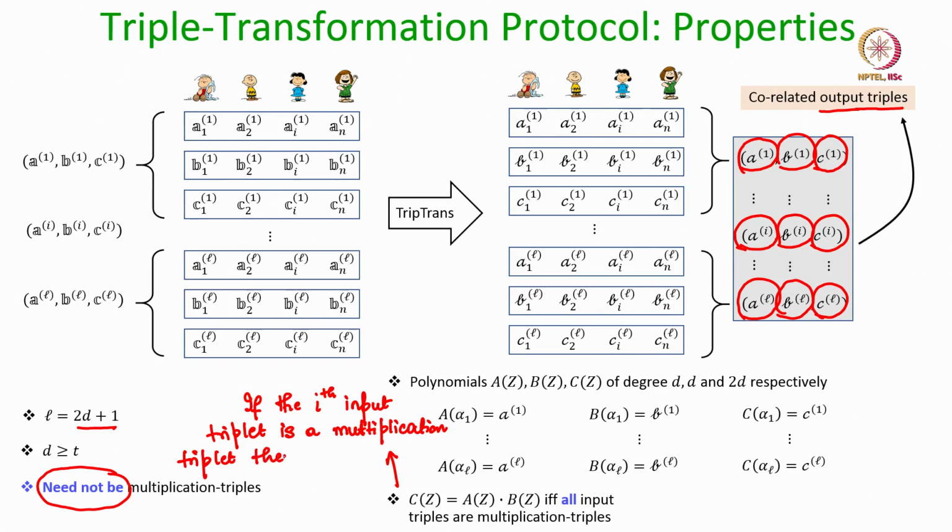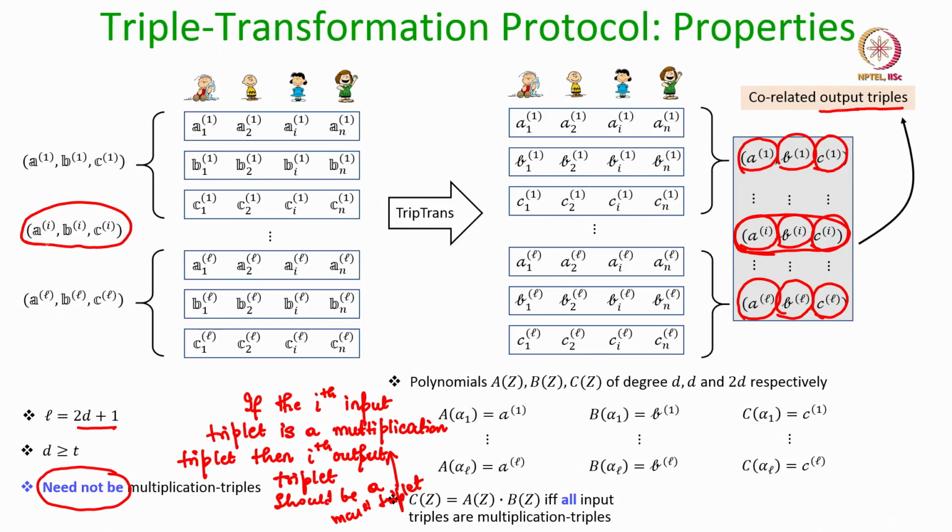then the ith output triplet should be a multiplication triplet, and this is an if and only if condition. That means, I want the property to hold in the other direction as well. That means, if the ith output triplet is a multiplication triplet, then the ith input triplet was also a multiplication triplet.